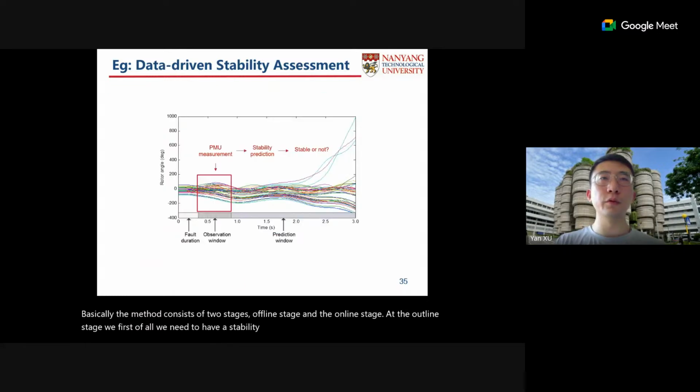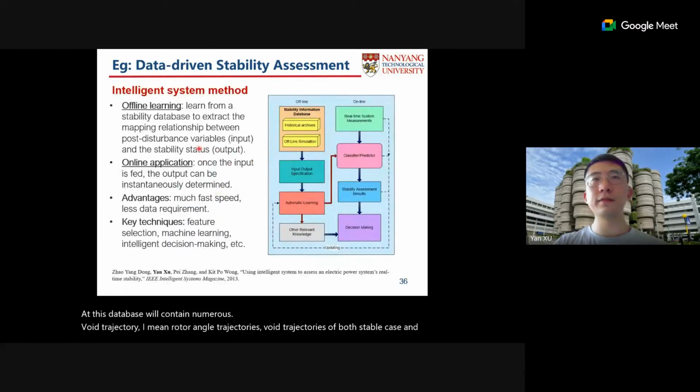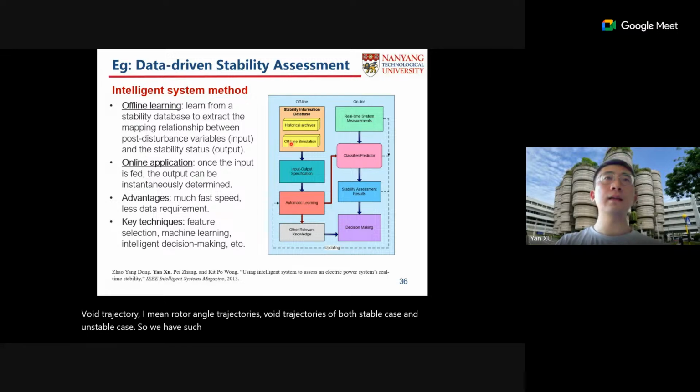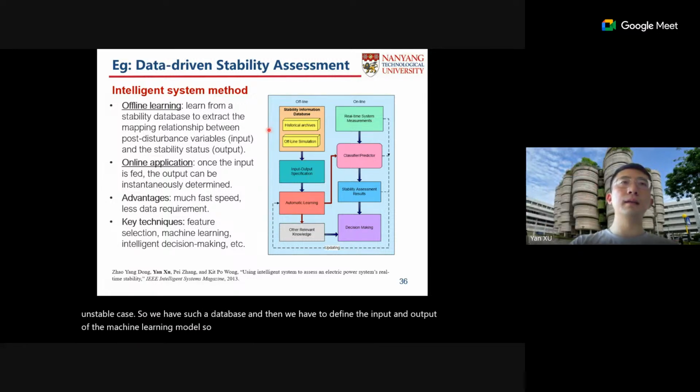And this database will contain numerous trajectories, rotor angle trajectories, voltage trajectories, of both stable cases and unstable cases. So we have such a database. And then we have to define the input and output of the machine learning model. Basically, the input is the PMU measurements after the disturbance. So we use the post-disturbance variables as input.